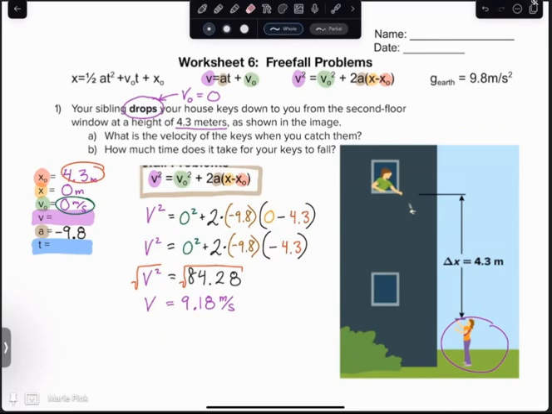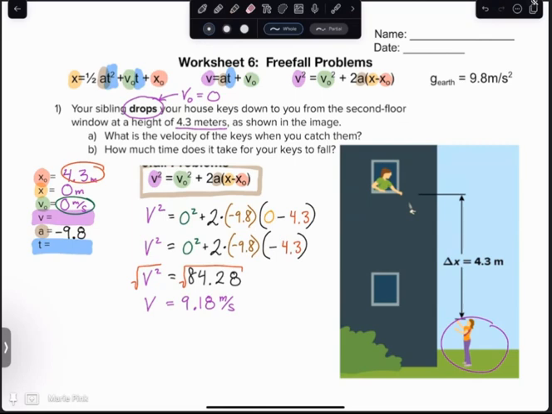All right, so for part B, it says, how much time does it take for your keys to fall? So now we're looking for something with time in it. So time I need to have, so it's this one or that one. And then I'm looking for what I have. So I have starting position, I have my ending position, I have my starting velocity, and I have acceleration. Now, which one looks nicer? Because apparently I can use the first one or the second one.